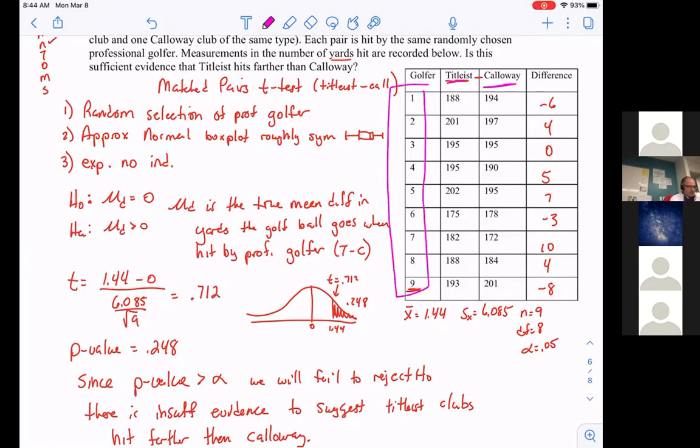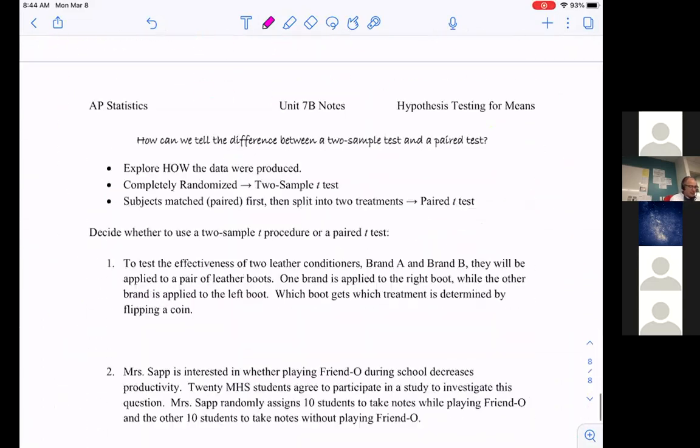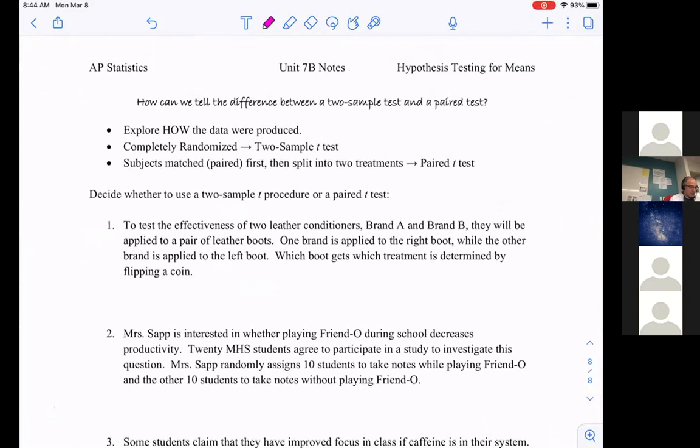So when we're trying to determine that, it still looks like I have 2 lists of data. So the problem is determining: is this a matched pairs t-test or is this a 2 sample t-test? This is what the last page of notes is going through, how to tell the difference between the 2. So basically we look at it like this: is it 1 sample with 2 variables, or is it 2 samples and 1 variable?